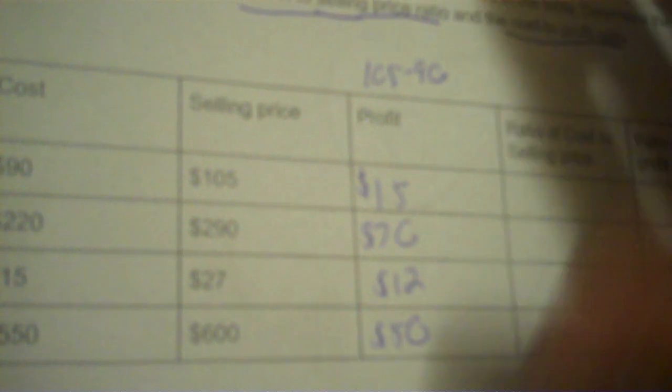Okay, number 6. The cost and selling price of merchandise are listed in the table. Determine the profit, then determine the cost to selling price ratio and the cost to profit ratio. Cost to selling price, cost to profit. Okay. Now, cost 90, you sold it for 105. To find the profit, you take 105 minus 90. Okay, that'd be $15. That'd be $70. That'd be $12 you're subtracting, and that'd be $50.